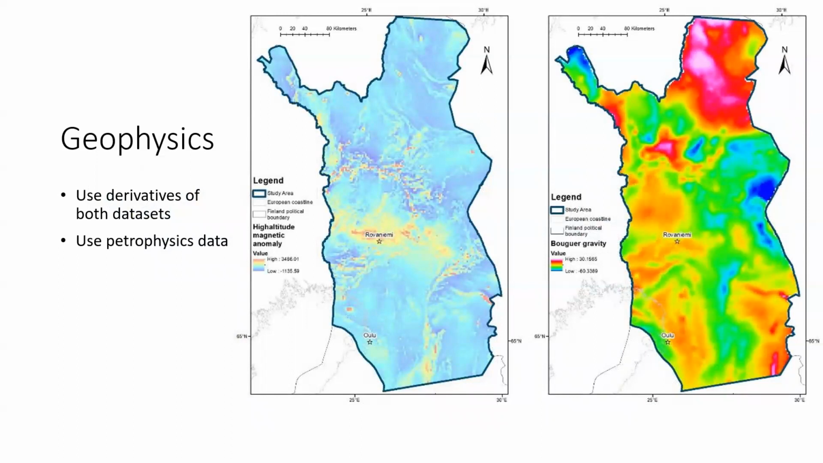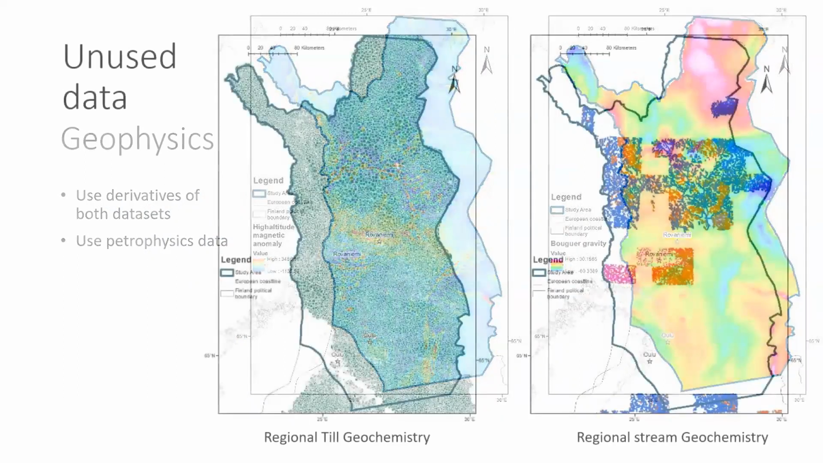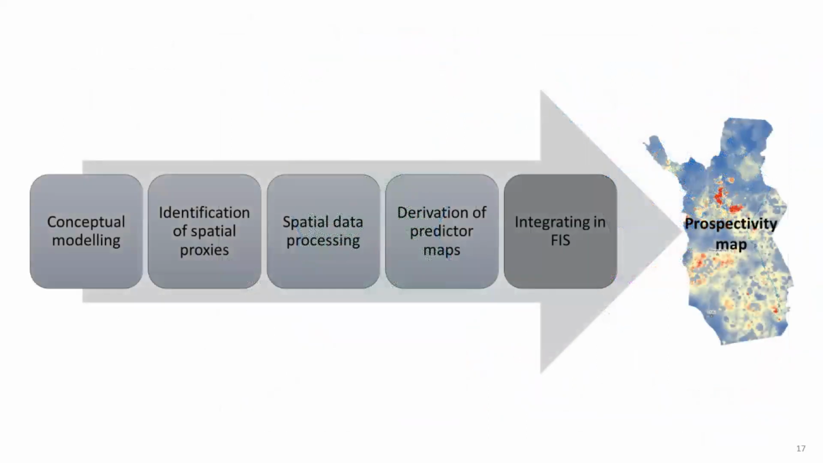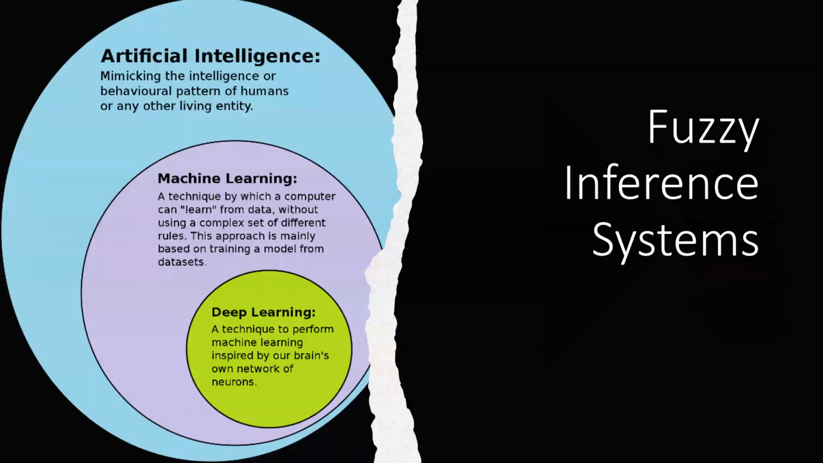For this preliminary modeling, we have not used processed geophysical data sets. The magnetic anomalies and Bouguer gravities were just fed in as they were, but this would be worked on as well. Some unused data sets need to be worked on. Again, regional geochemistry we plan to use in the future, but I don't think we'll be using stream geochemistry because the coverage is inconsistent.